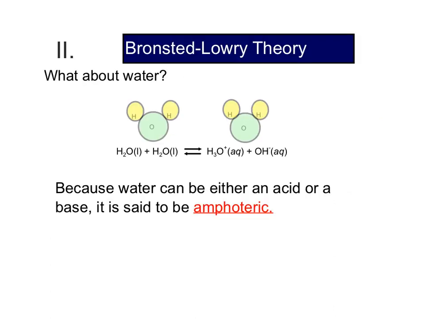So if you guys noticed, water in our last two examples, one time it was an acid, one time it was a base. And so a substance that can act like an acid or a base is classified to be amphoteric. I kind of think of the word ambidextrous, like you can use both your hands. Amphoteric, you can act like an acid or a base.